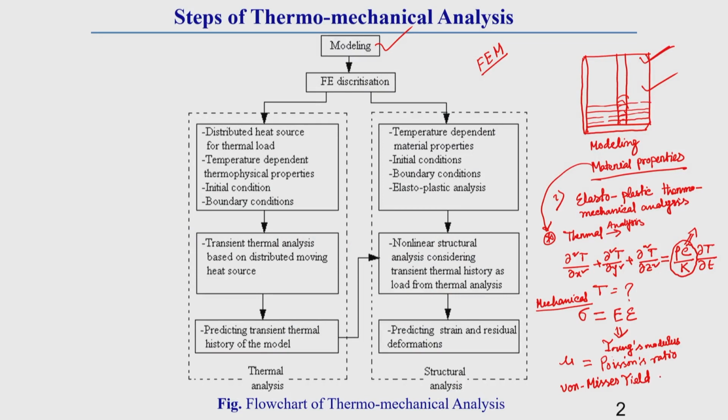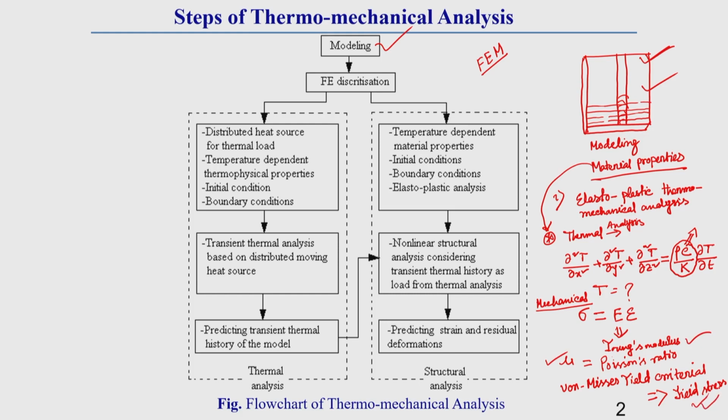So, yield criteria is generally used for mild steel in this type of thermomechanical analysis in case of welding. In the von Mises yield criteria, you have to define the yield stress. So, another material property required in this thermomechanical elastoplastic analysis is the yield stress. So, what are the material properties we have to use? Young's modulus, Poisson's ratio, yield stress.